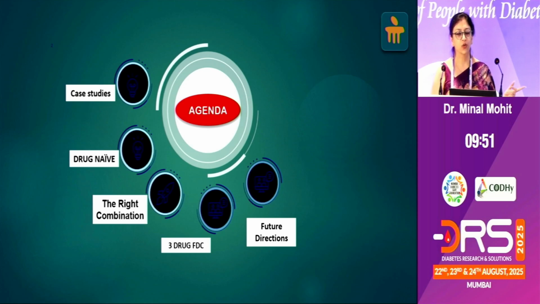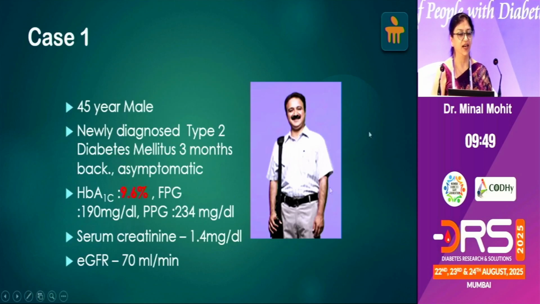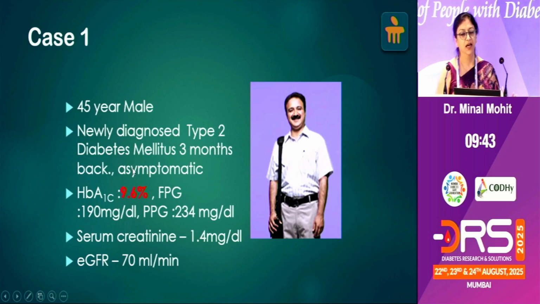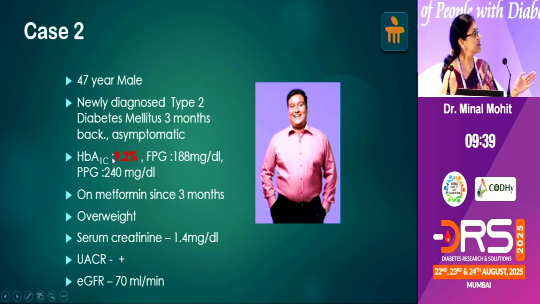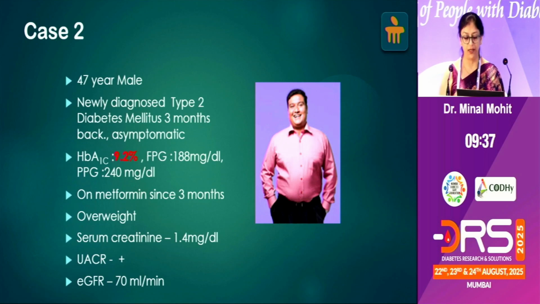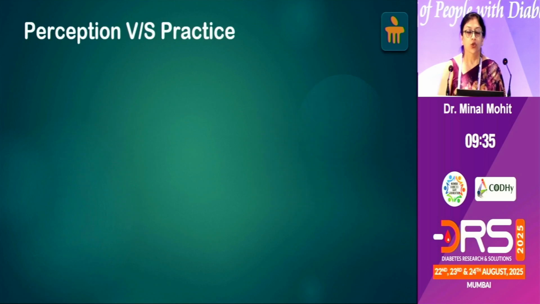To begin with, some case studies. Here we have a gentleman with an HbA1c at diagnosis of around 9.6. Another gentleman, less than 50, again with a diagnostic HbA1c of 9.2. So what's the difference between perception and practice?